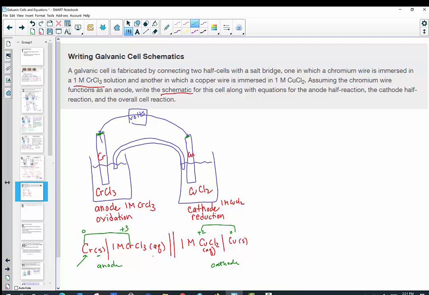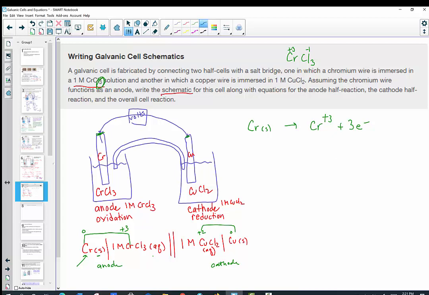Now, how about the overall equations? Chromium metal went on to form chromium +3. How do I know it's a +3? When you look at CrCl3, you see that you uncrisscross. Chromium must have been a +3, chloride a -1. That's why it's written CrCl3. And therefore it lost 3 electrons. This is your oxidation half reaction.